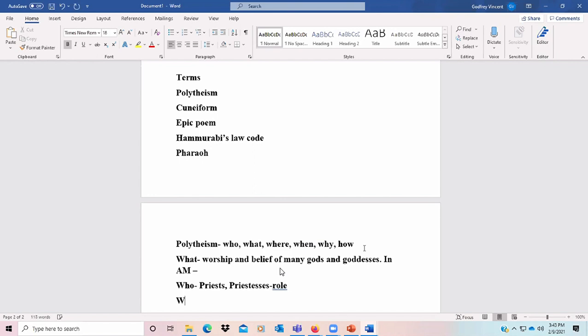Where? The where is, where did they worship? If you talk about Mesopotamia, in ziggurats, right? Temples, they use shrines, etc.